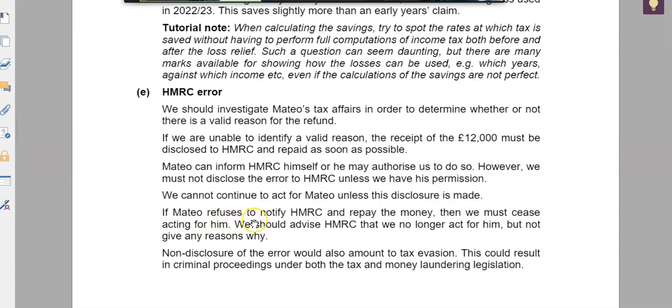So, if Matthew refuses to notify HMRC and repay the money, then we must cease acting for him and should advise HMRC that we are no longer acting for him, but without giving any reason. Non-disclosure of the error would also amount to tax evasion. This could result in criminal proceedings under both the tax and the money laundering regulations. Agreed? So, this was the full 50 marks question, and we supposedly completed it in the given time.